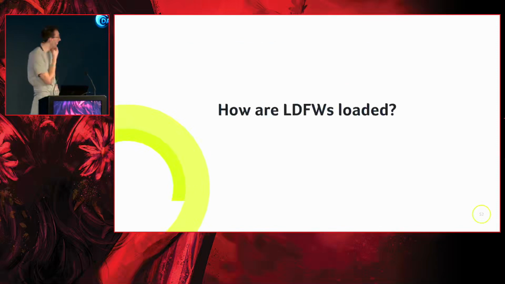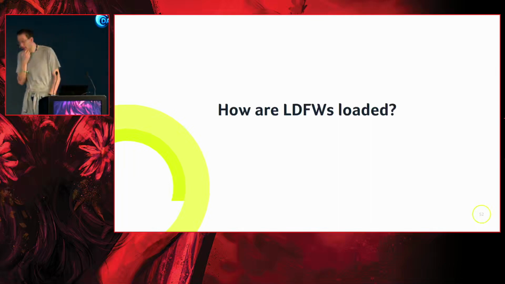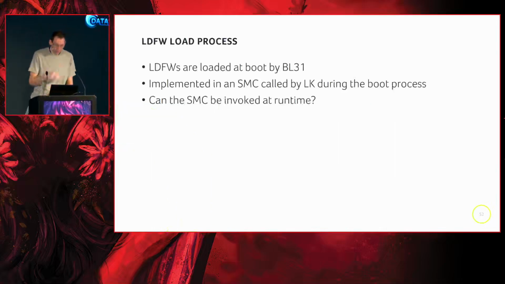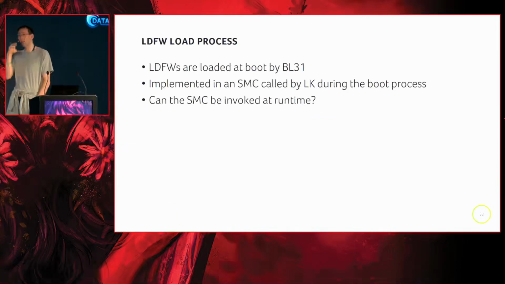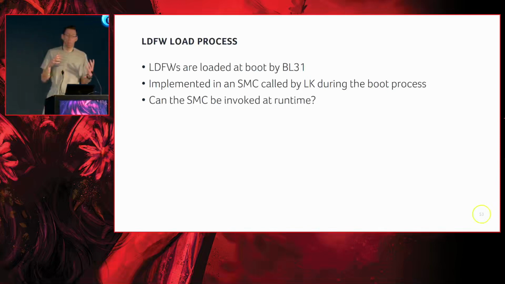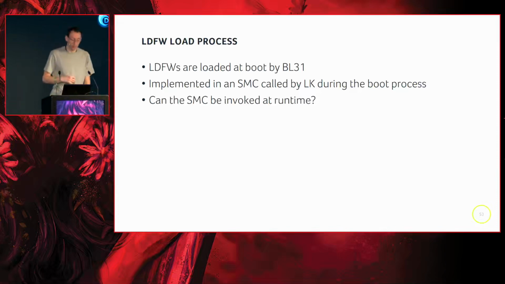So how are these loadable firmwares actually loaded? Because, well, they are stored in a separate partition. We have seen during the boot flow that they will get loaded by BL31, actually in collaboration with little kernel. So how is this actually working? We started working on trying to reverse engineer this mechanism and get an understanding of how this encrypted blob of data is loaded and authenticated. Maybe something interesting is going on there.